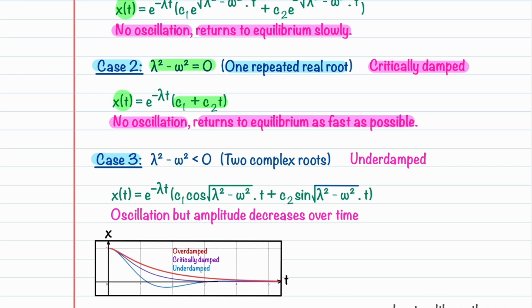The third case is when we get 2 complex roots, and that happens when lambda squared minus omega squared is less than 0. Here's what x looks like. Notice that there is a cosine and a sine in the solution, and because of that, this solution has oscillation. But because of this term right here, the amplitude decreases over time. This solution is called underdamped.